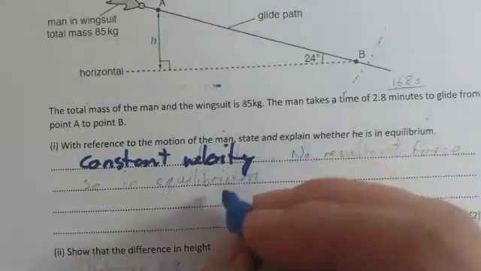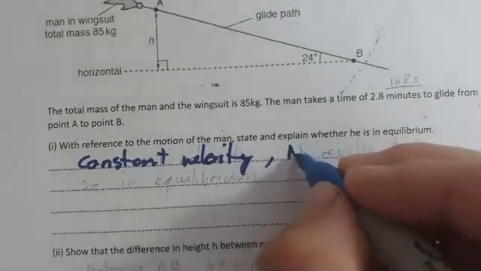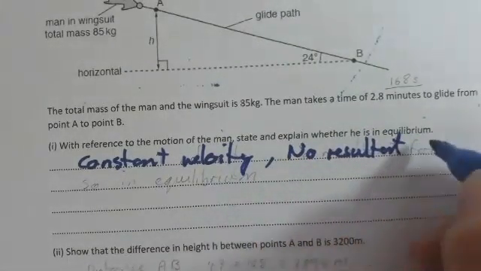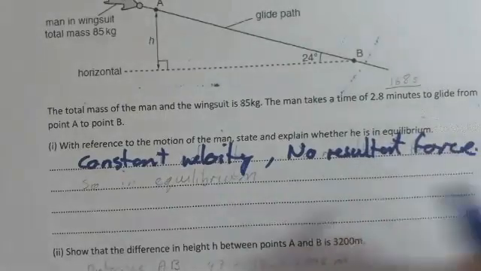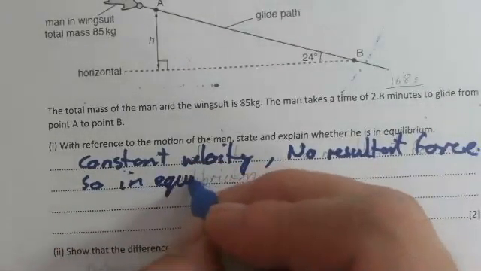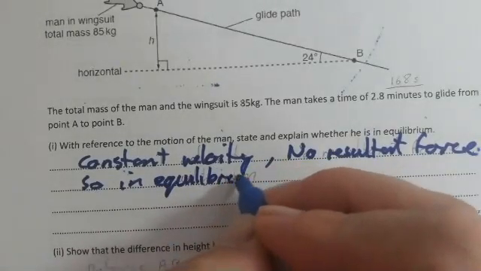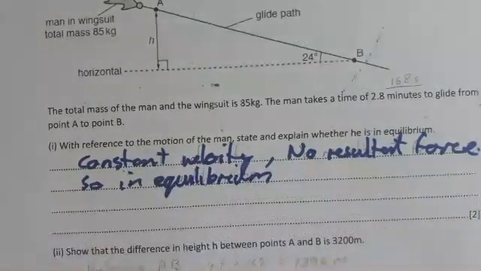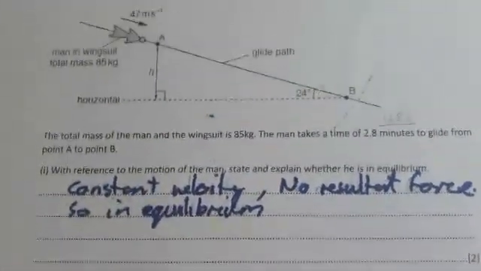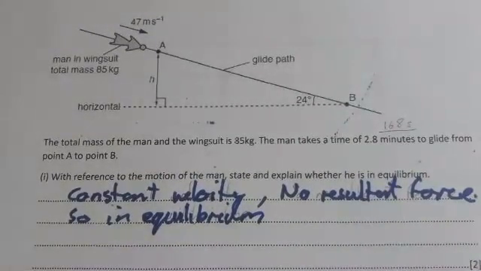So the man is in equilibrium because the velocity is constant, so there is no resultant force.